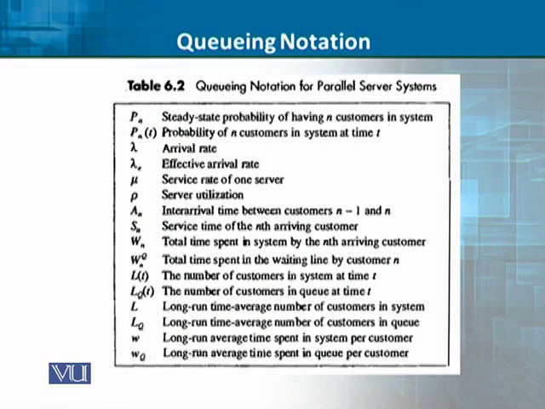Let's look at the queuing notation in this table. Pn stands for steady state probability of having n customers in a system. इसी तरह से अगर टाइम पे होता है तो n customers की probability टाइम t के दौरान क्या होगी? Lambda is a standard notation for arrival rates. Lambda e is the effective arrival rate.